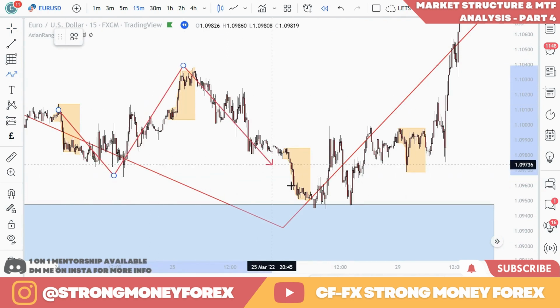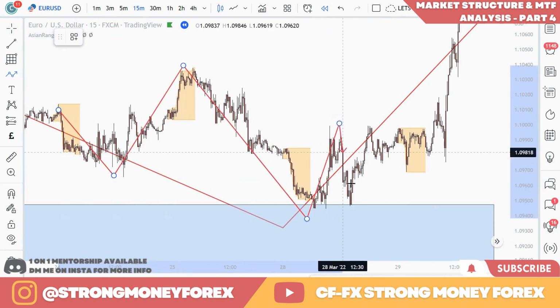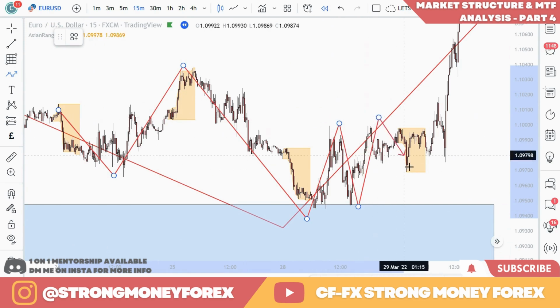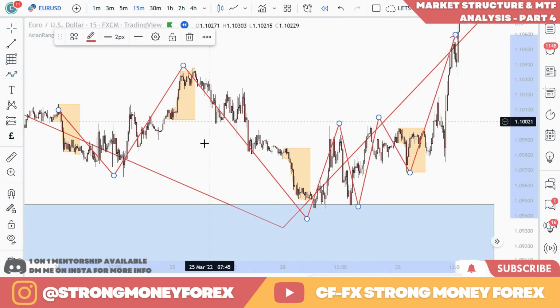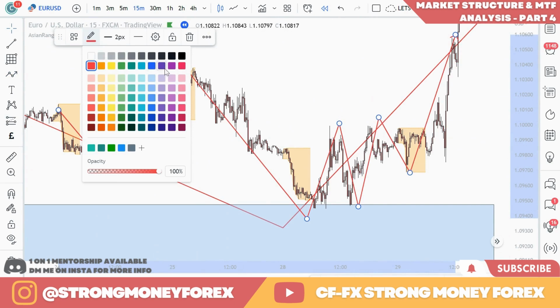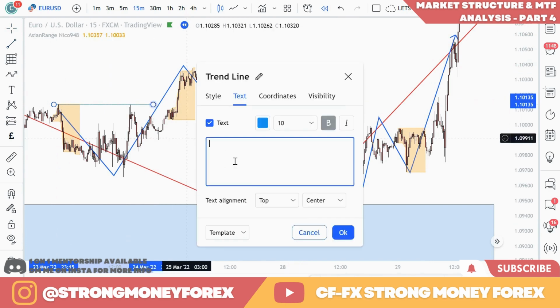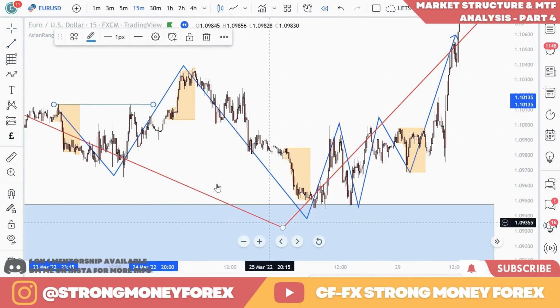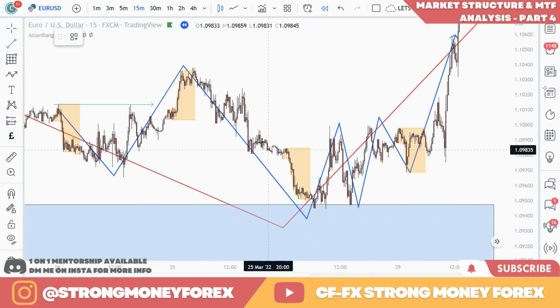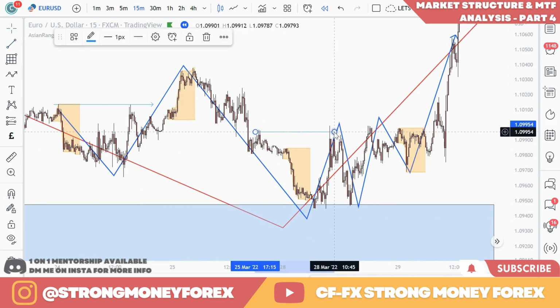So by break of structure, we can now start looking at these areas for buys. Price has broken structure to the upside, and we are now in a buy bias, because we've entered our area and we've now started breaking structural points. This is another structural point that price broke.